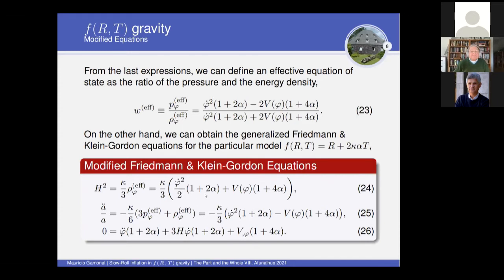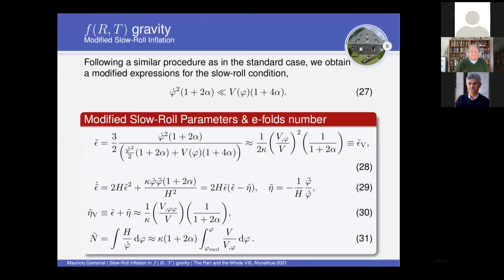We can see here that the corrections are given basically by these terms proportional to alpha, which is the coupling between the gravity and the matter. So this alpha term would imply some correction to the slow roll parameters. Actually, the slow roll condition is also modified by equation 27. Then, following a similar procedure, we define epsilon and eta, the first two slow roll parameters, and the number of e-folds can also be defined and is modified by this term, including the alpha term.